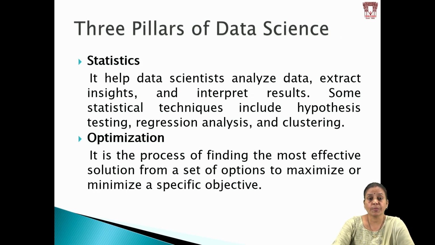Let us go to the last pillar of data science, that is statistics and optimization. What is statistics? It helps data scientists to analyze the data, extract the insights, and interpret the results. Some of the statistical techniques used are hypothesis testing, regression analysis, and clustering. Let us move to the pillar of optimization. What is optimization? It is a process of finding the most effective solution from a set of options to maximize or minimize a specific objective. So these are all the three pillars of data science.